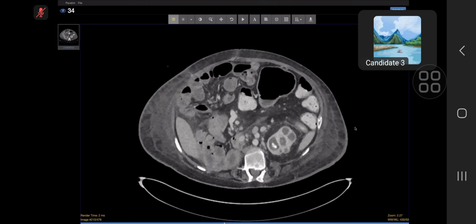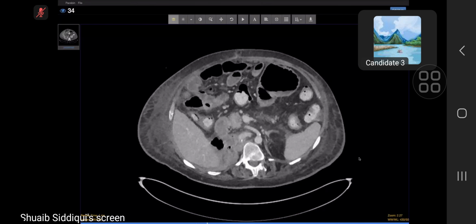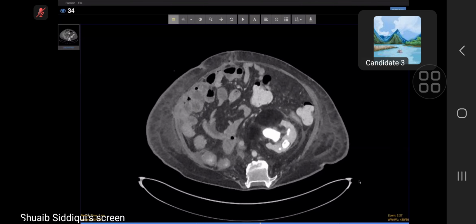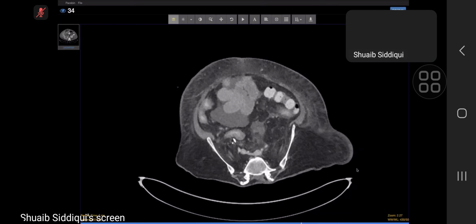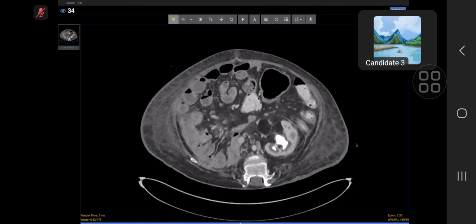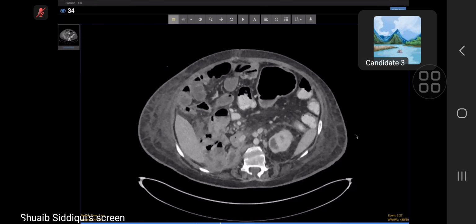Okay, so what do you think's going on with the left kidney? I would like to take a history of any prior surgery. So what surgery do you think they've had? I think they've had a nephrectomy, but I would like to know for which reason it was done.